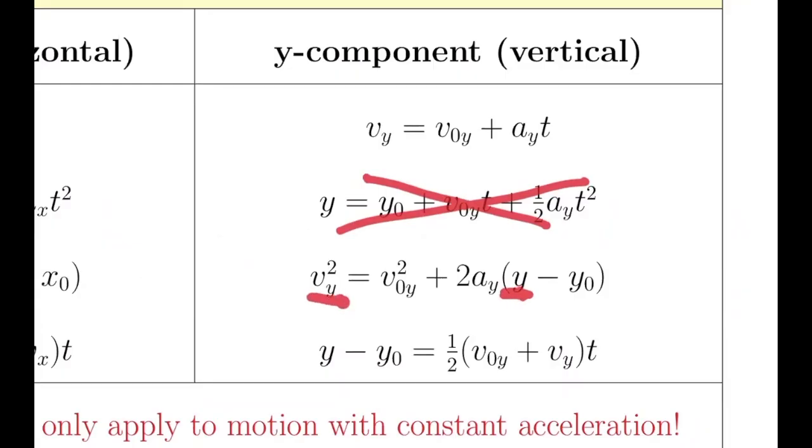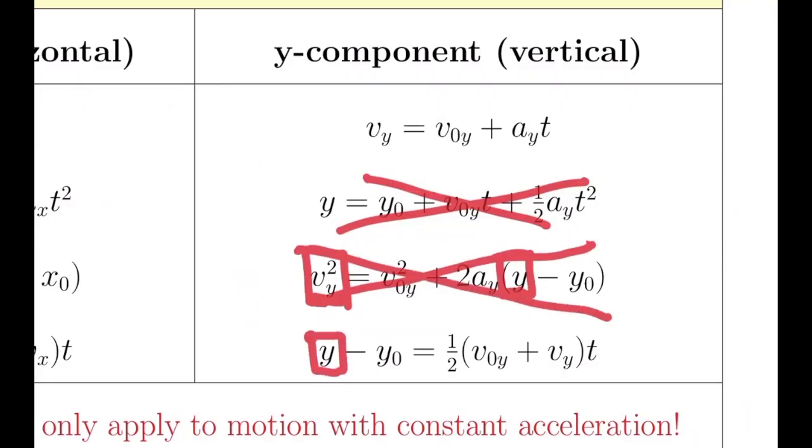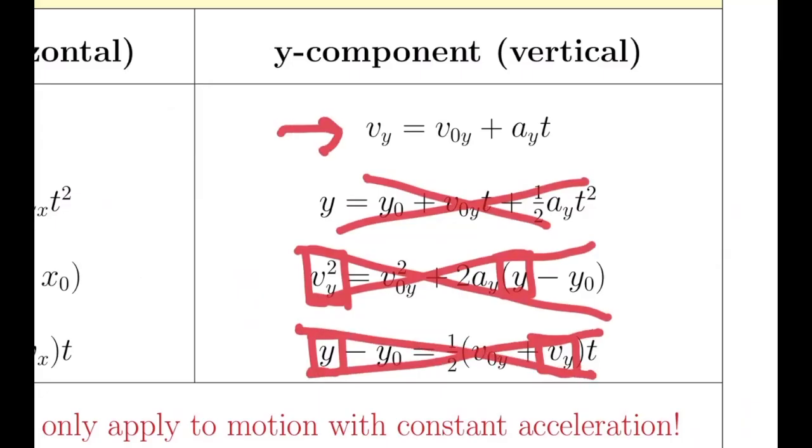So this equation has two unknowns. We don't know the final velocity. We don't know the final position. So I don't want to use this. Again, over here, we don't know the final position. We don't know the final velocity. So I'm not going to use this. But over here, we have initial velocity, we have acceleration, and we have time. So we can easily find final velocity using this first equation.